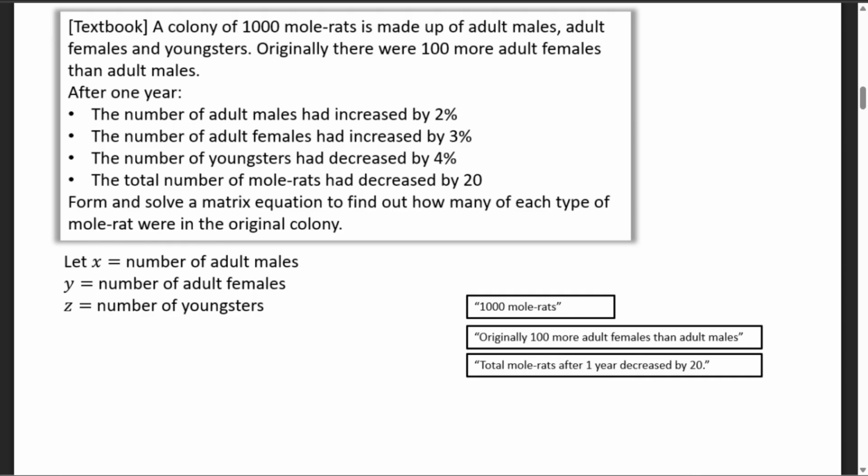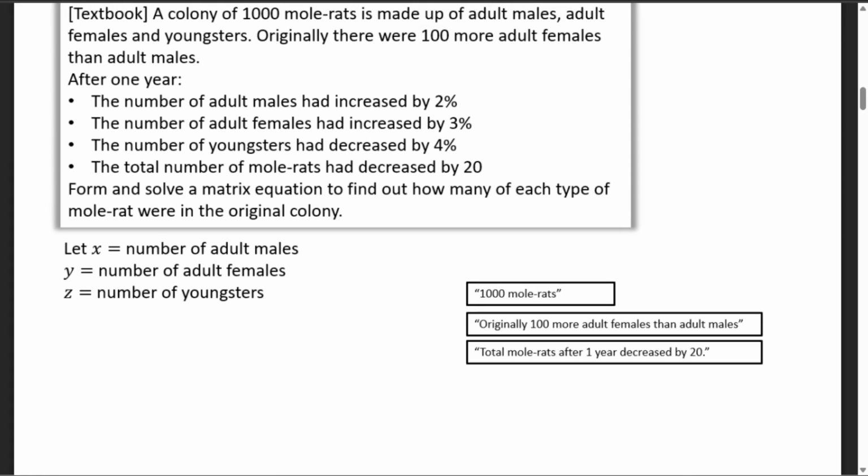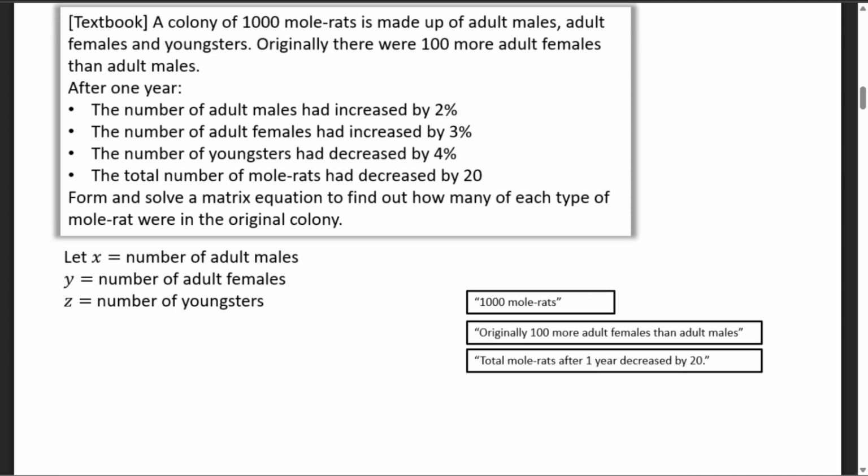So here we have a colony of 1,000 mole rats. It's made of adult males, adult females, and youngsters. Originally, there were 100 more females than adult males. The number of adult males after 1 year increased by 2%, number of adult females increased by 3, youngsters decreased by 4, and the number of mole rats had decreased by 20. So use and form and solve a matrix equation to find out how many of each type of mole rat were in each colony. As it says, to start with, let x be the number of males, let y be the number of females, and let z be the number of youngsters.